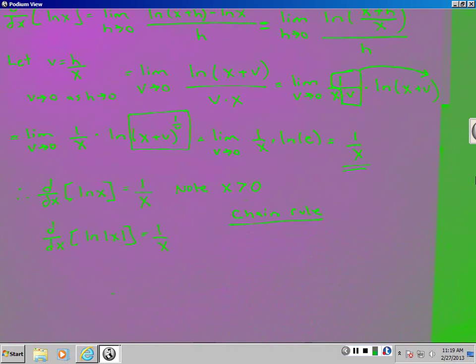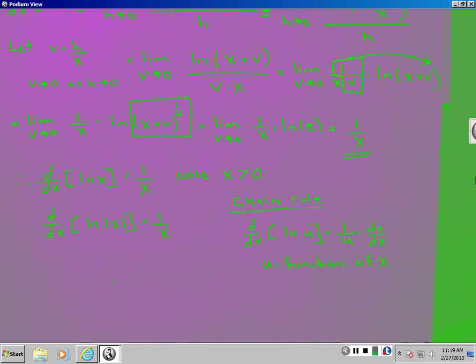You're not going to just have ln of x to deal with. You might have ln of a function to deal with. So the chain rule would state that the derivative with respect to x of a function that's ln of u would be 1 over u times du dx, where u is a function of x.